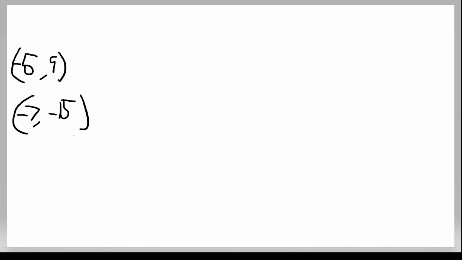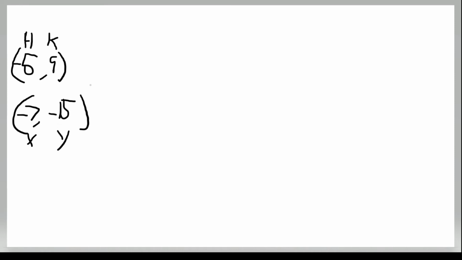Okay, so our next one is going to be writing equations using the vertex and a point. So imagine we're getting the vertex negative 5 and 9, and then we're getting a random point, which is just negative 7 and negative 15. So we got a vertex and a point. Now, the letters are going to be, this is going to be H, this is going to be K, and this is going to be X, and this is going to be Y.